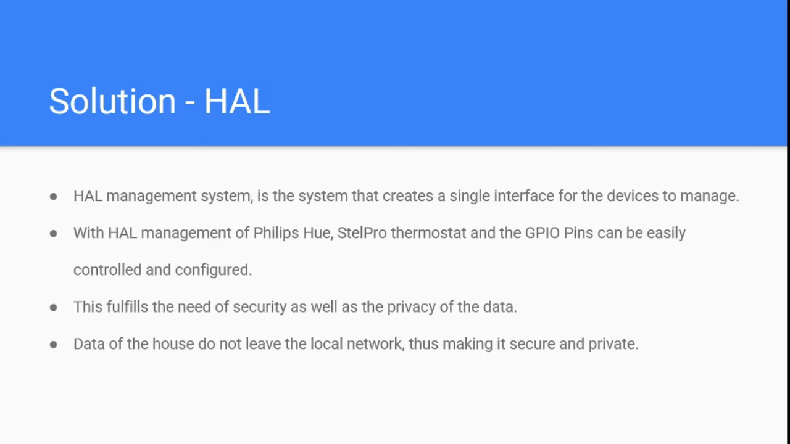With the solution, the HAL management system is going to create a single interface for the devices to be managed from, which includes, as we've said, the Philips Hue, the Stelpro thermostat, and the GPIO pins, which are all easily controlled and configured. It also fulfills the need for security and privacy of the data by keeping it all local on the network, but set up so that there is a firewall or a VPN to access. The data of the house doesn't leave the network, keeping it more secure and private.